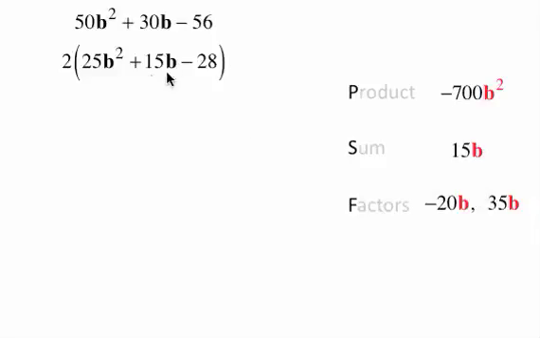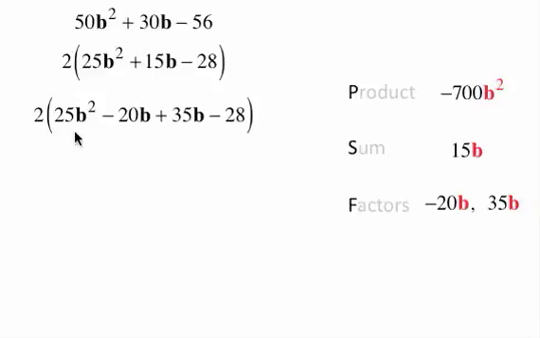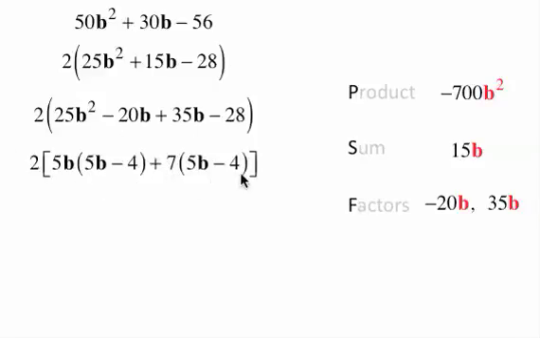Now we're going to replace the 15b with those two numbers. And so we have 2 times, open bracket, 25b squared, take away 20b plus 35b minus 28. And we're going to group these to factor. So we're going to look for the common factor in the first two terms, which is, I guess, what goes into 25 that also goes into 20? 5 and the b, so 5b. Over here, what's common between 35b and 28? Well, 7. Okay, so for the first group, we're going to factor out the 5b, and we're left with 5b take away 4. If we factor out the 7 from the second group, we get 5b minus 4.